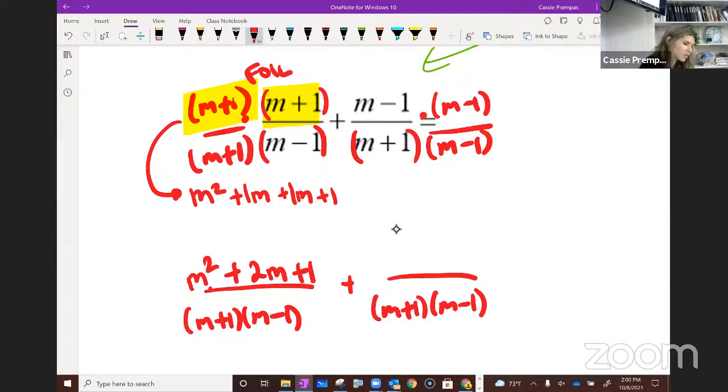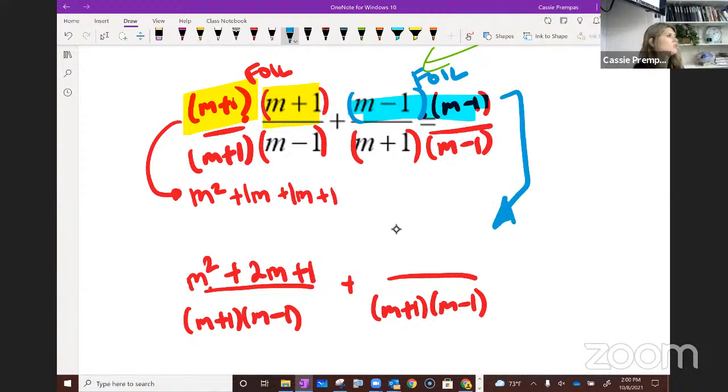In a similar fashion, you are going to have to FOIL out m minus 1 times m minus 1. So I'd like you to turn to your partner, and the person who has the most events going on this weekend, you sit back and relax. Have your partner tell you what this would FOIL out to be. Go ahead and turn.